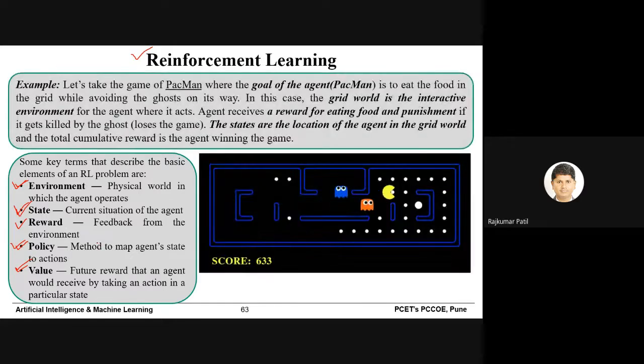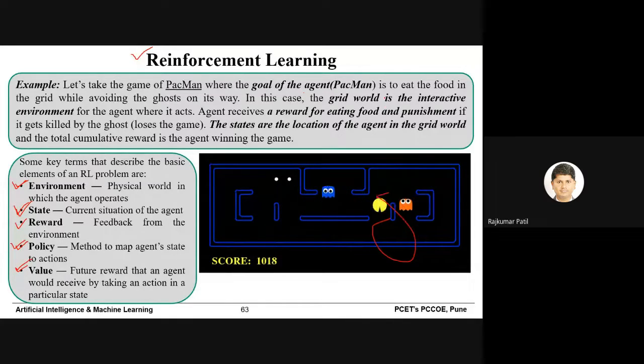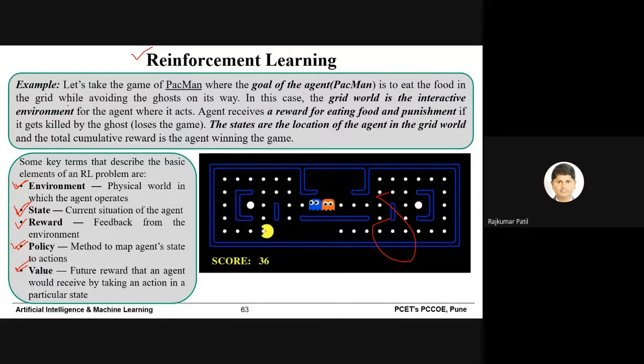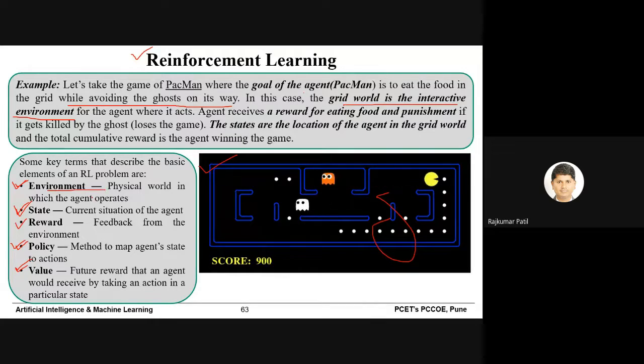And to understand in more detail, we will take this example of Pac-Man, right? In this particular game, the goal of the Pac-Man, or that agent, here you can see the yellow Pac-Man, is to eat food in the grid. At the same time, it has to avoid the ghost. When it moves, it should avoid the ghost, and accordingly he has to plan, right? In this case, the grid world is the interactive environment. So in this particular case, your environment would be a grid, where it has to act.